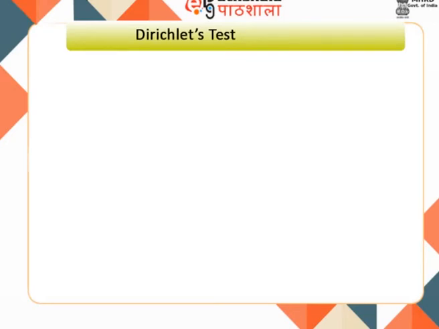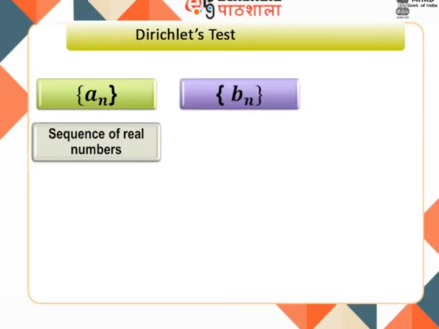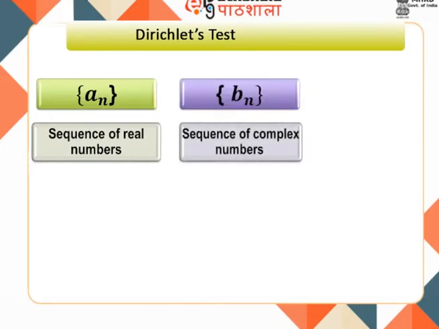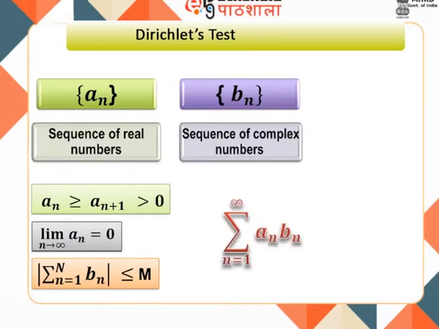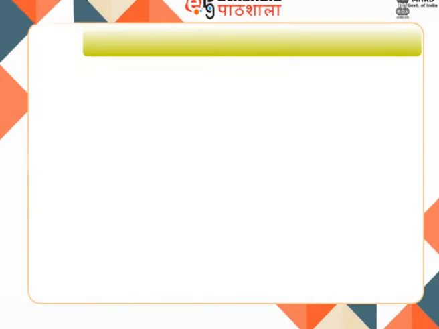Dirichlet's test. The test states that if an is a sequence of real numbers and bn a sequence of complex numbers satisfying an is greater than or equal to a_(n+1) is greater than 0, limit n tends to infinity of an is equal to 0, and the modulus of summation of bn where n goes from 1 to N is less than or equal to M for every positive integer N where M is some constant, then the series summation of an bn, where n goes from 1 to infinity, converges.